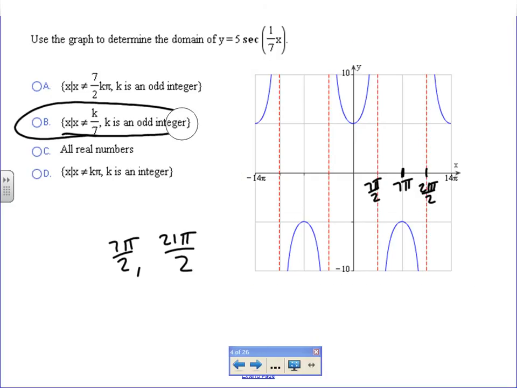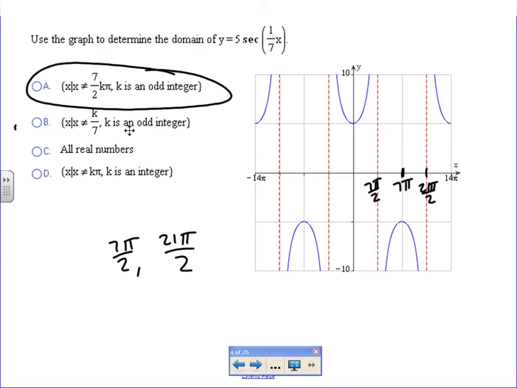k times 7 pi over 2, where k is an odd integer. Now, probably what they would do is give you that same choice where they would just say k is an integer, but it's every other integer there, so it would be every odd integer.